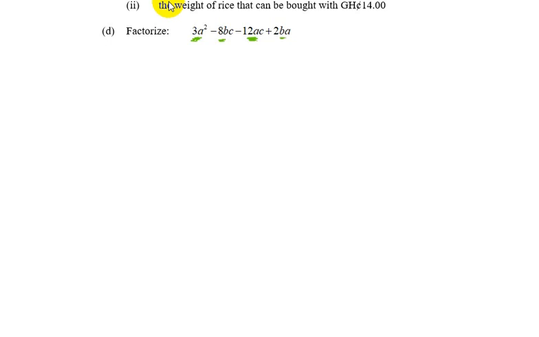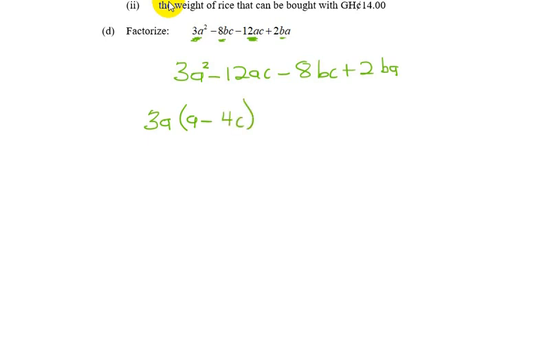So we will rewrite it as 3a squared minus 12ac minus 8bc plus 2ba. Okay, so now the first two, what can we bring out? We can bring a out, and the numbers too, we can bring something out. We can bring 3 out. So we can bring 3a out over here. Then after that, a will be left here minus 4c like that. Okay, so let's do it like this in the bracket.